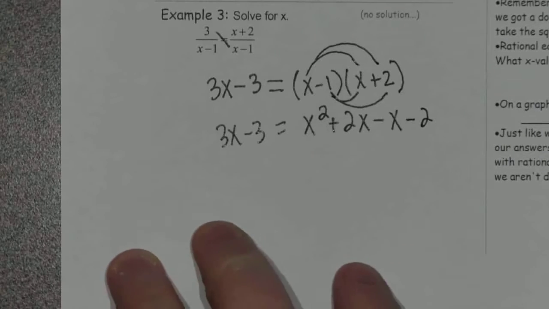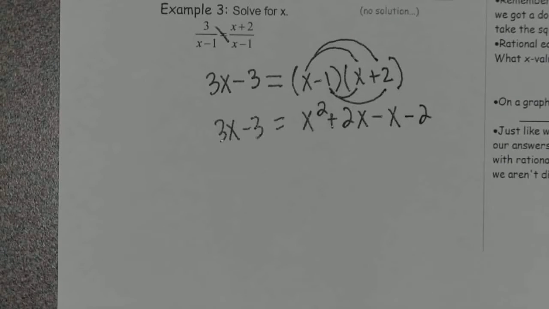All right, we have a squared term. So does anybody remember what we have to do when we get a squared term? Square root it. Right? We have to have it set equal to 0. It has to be set equal to 0.